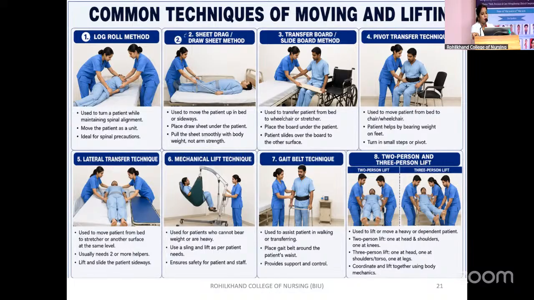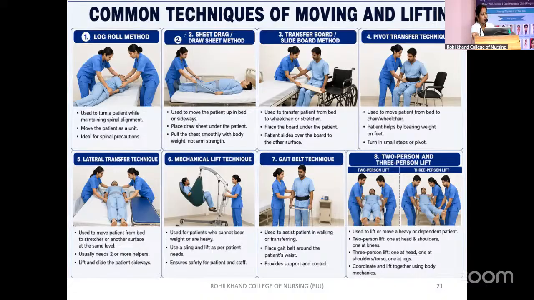Place the board under the patient. The patient slides over the board to the other surface. Pivot transfer technique, used to move a patient from bed to wheelchair or stretcher, wheelchair or chair. The patient is held by bearing weight on feet, turning in a small step or pivot.